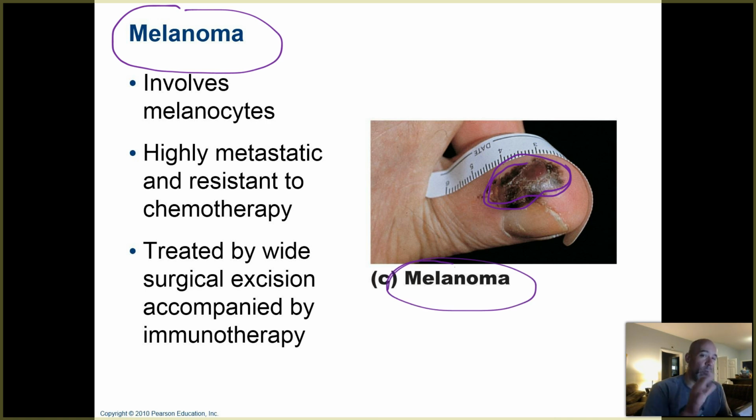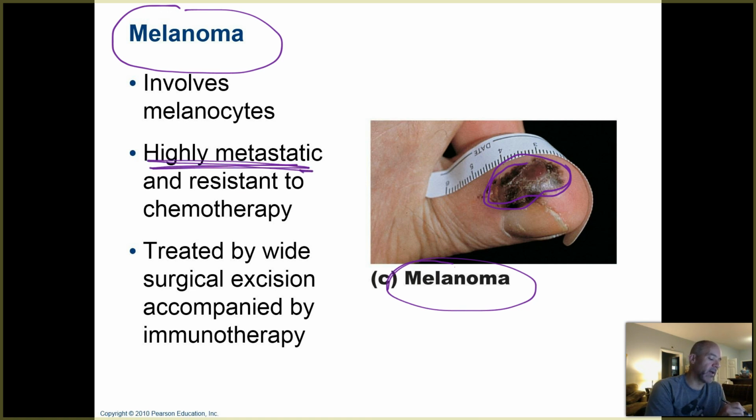That's why they tell you to watch for moles that are changing colors on the surface of your skin. The big problem with these is they love to spread. They invade, they go down into the dermis, into the hypodermis, and they get into your bloodstream and travel around to other parts of the body. So they're highly metastatic.